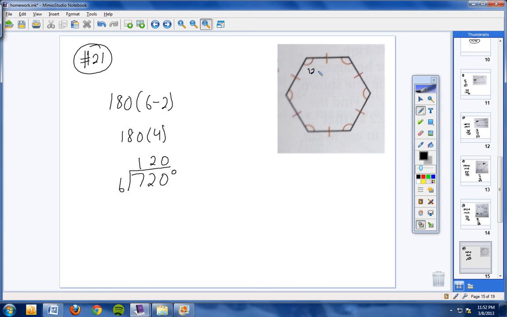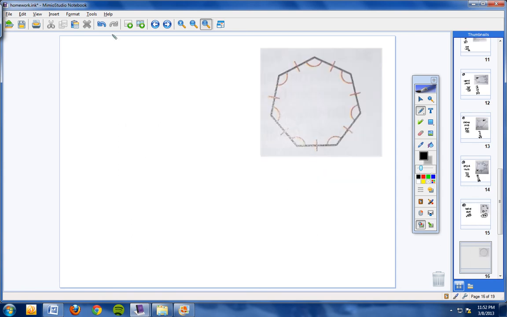So that means each one of these angles has to be 120 degrees. So all of those angles would add up to 720. So what's the measure of just one of these angles? 120 degrees. All right, let's move on to number 22.